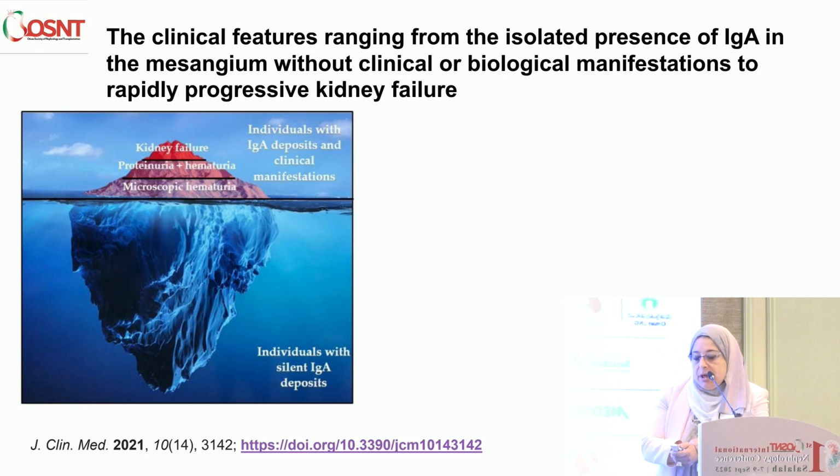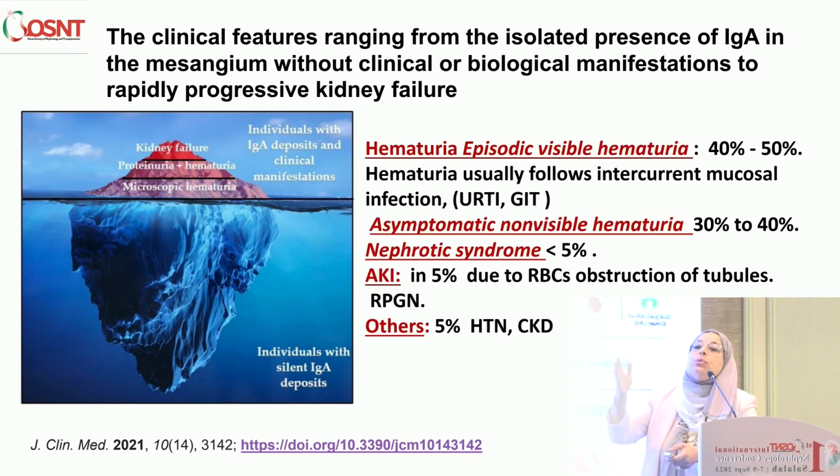The clinical presentation is very variable. It may come from the bottom of the iceberg, which is just IgA deposition in the glomeruli without any clinical symptoms, or it may present with symptoms like hematuria, proteinuria, or even rapidly progressive glomerular disease. Macroscopic hematuria is the commonest, in 40 to 50% of cases, and is usually accompanied by an upper respiratory tract or GIT infection. Sometimes there is non-visible hematuria in 30 to 40% of patients, sometimes nephrotic syndrome. In less than 5% of patients it may present with acute kidney injury, rapidly progressive glomerulonephritis, hypertension, or CKD.